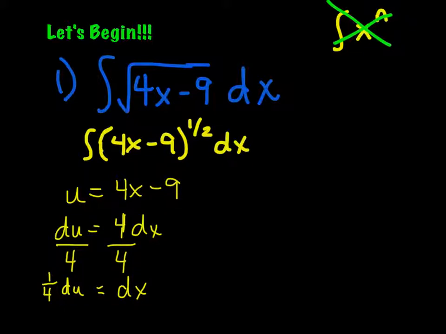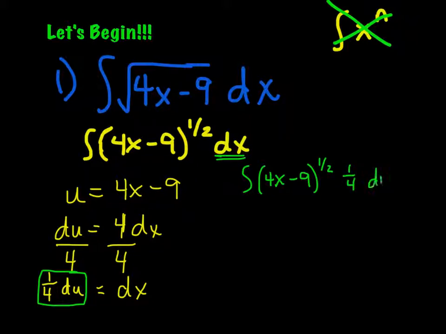Okay, the next step says to substitute the expression you found for dx into the integral. So that would be this. We just found that dx was equal to 1/4 du. So I'm going to take my integral and replace the dx with what I just found. So I'm going to say the integral of (4x minus 9) to the 1/2, and then instead of dx, I'm going to say 1/4 du.